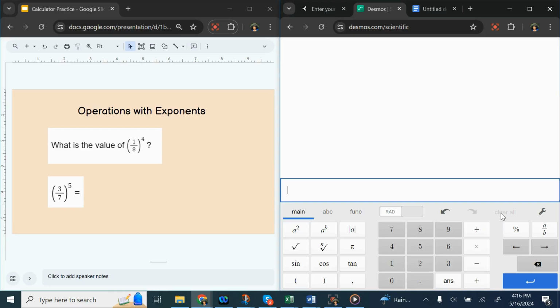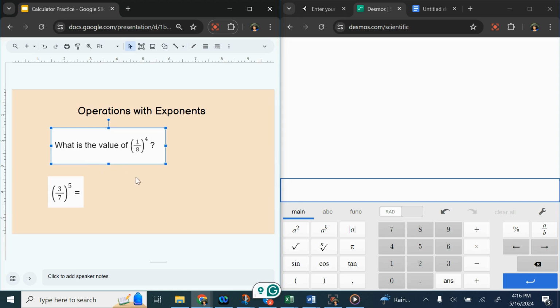Okay, let's practice some. Here's a problem. It says, what is the value of 1/8 raised to the fourth power? So I'm going to type this in my online calculator the exact same way that I see it. So I'm going to include the parentheses. And the moment you select the parentheses, your cursor is already inside of it.